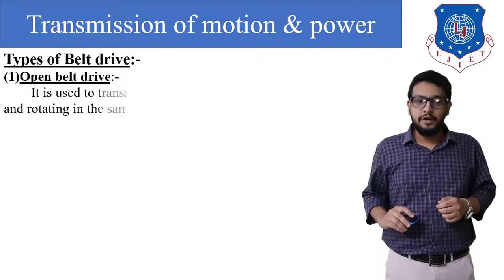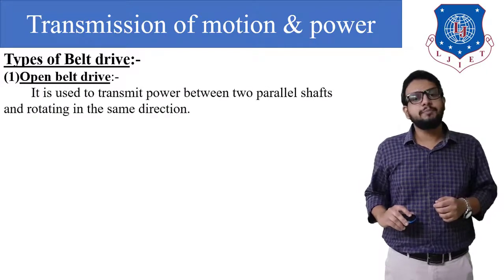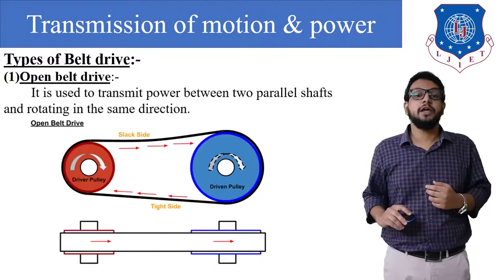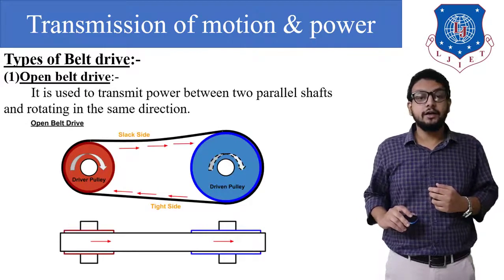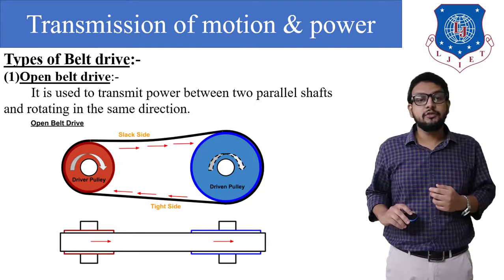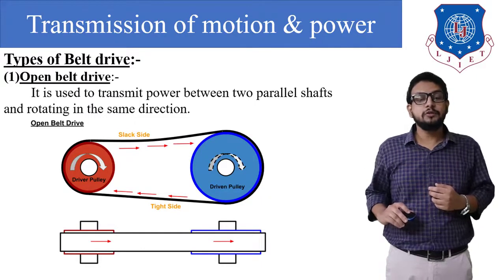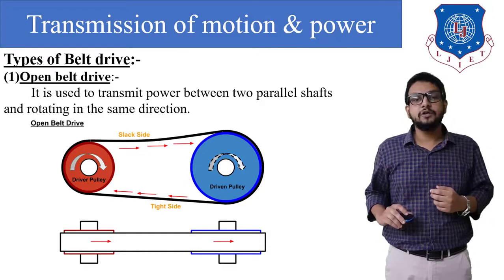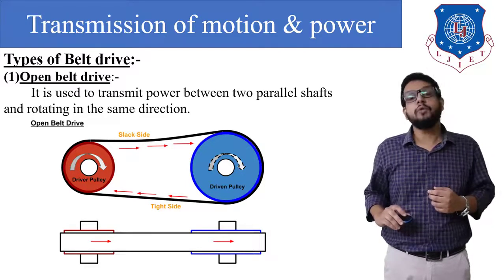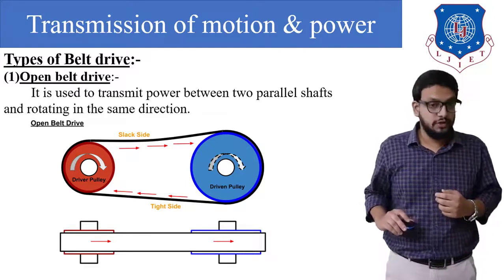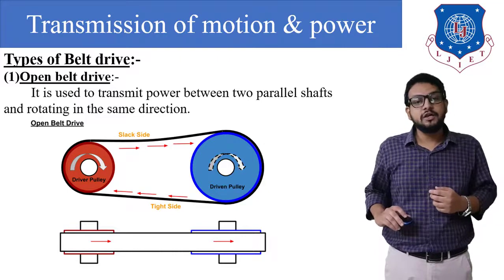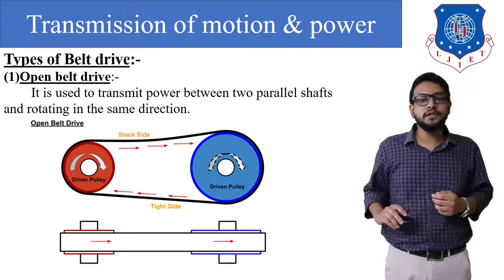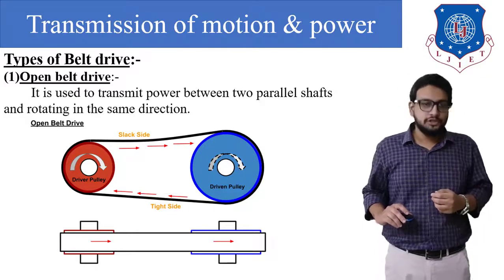First is an open belt drive. It is used to transmit power between two parallel shafts rotating in the same direction. You can see the diagram in which a driving shaft is shown, a smaller pulley rotating in a clockwise direction, and the driven shaft is also rotating in the same clockwise direction, which means power is transmitted from the driving shaft to the belt, and from the belt it is transmitted to the driven shaft.